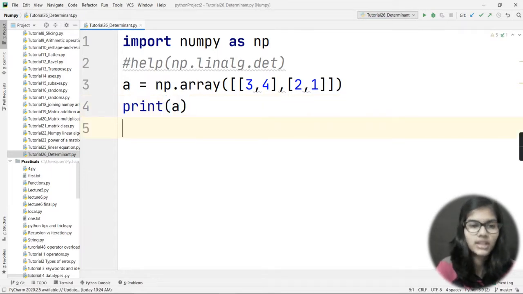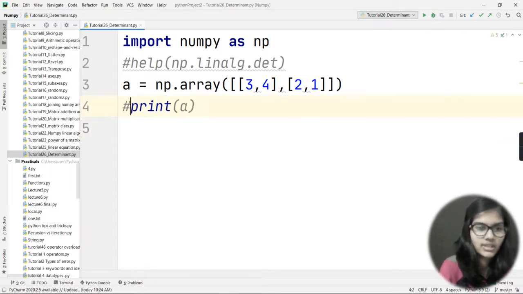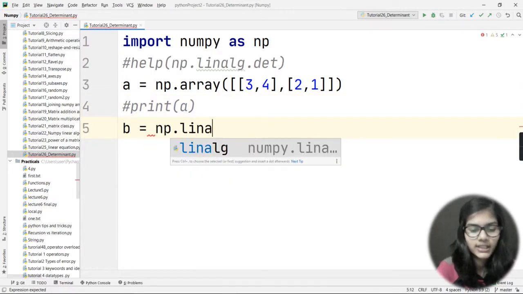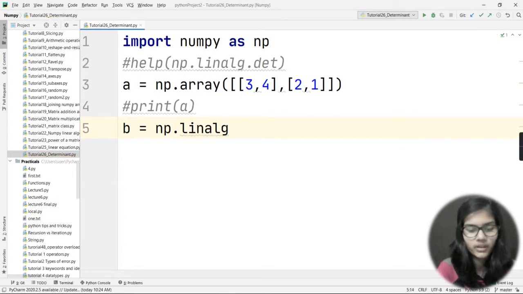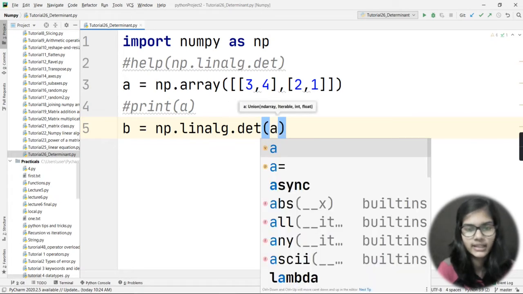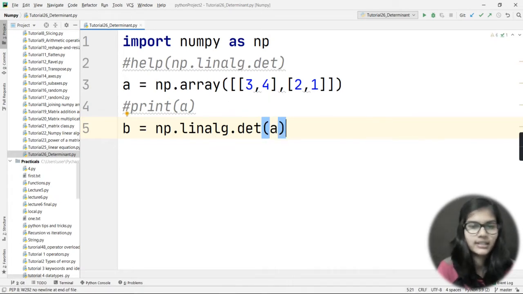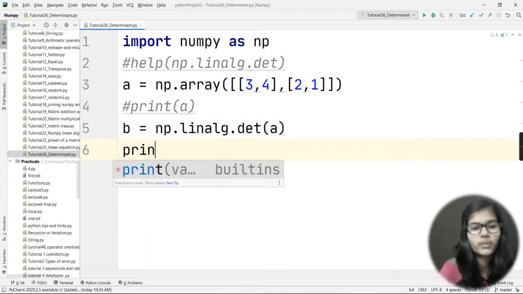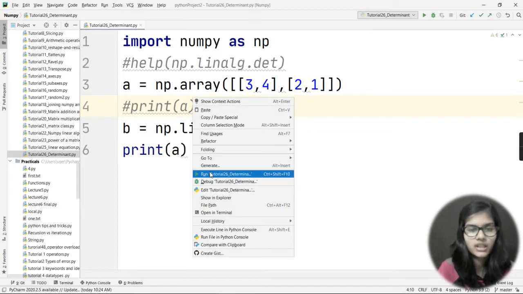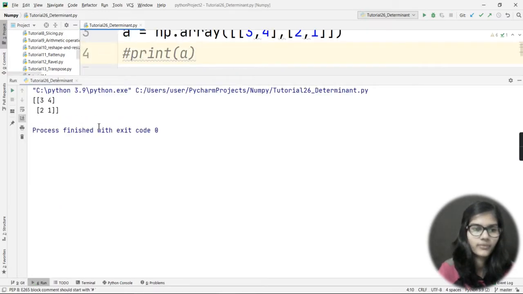Now we can use the function that I was just telling you about. For that I would take another variable, B. I would write np.linalg, that is my linear algebra, dot det, and inside the brackets I will write A. This A is the variable on which I want to perform the determinant function, and after that I would print it. After running my program, let's see what output I get.